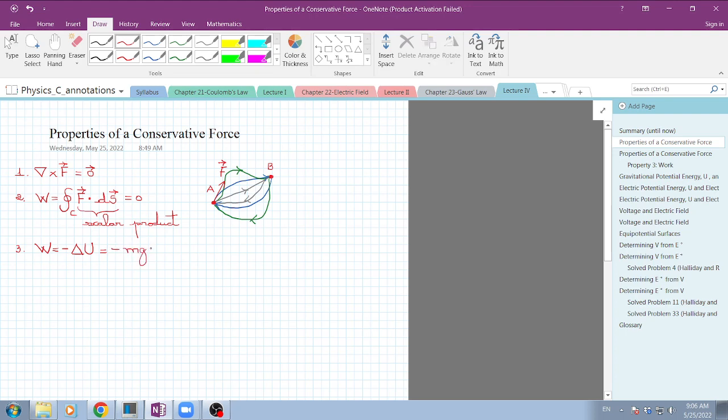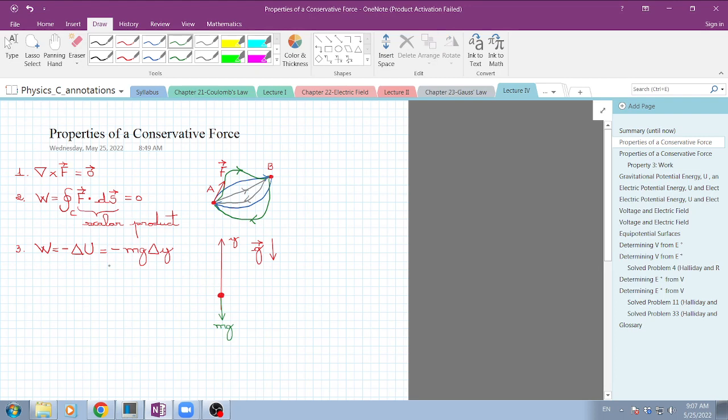mg delta y. That means if you have something being moved in a gravitational field, y, the gravity points downwards here. Have the weight on this particle right here, and you are moving this from this initial point here to a final point there.